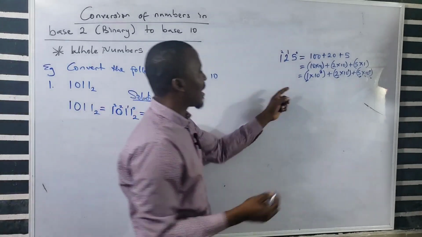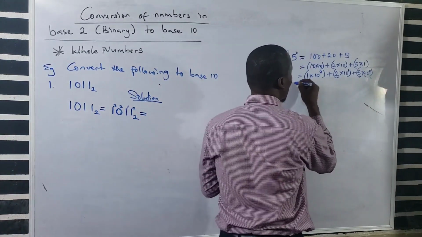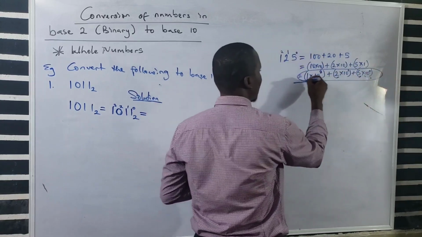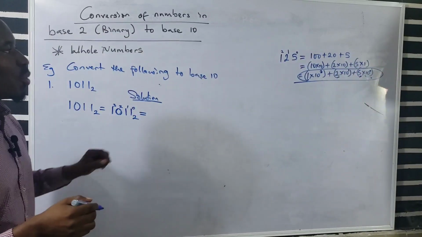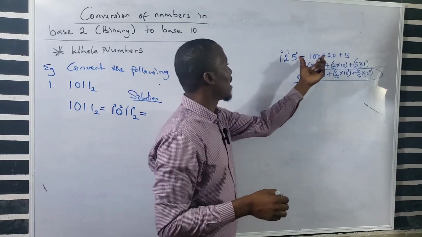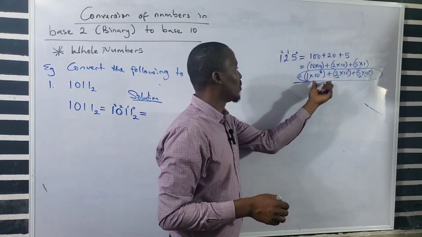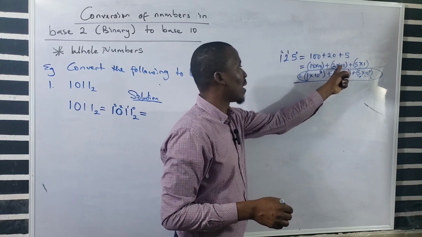So the way I have expanded, this is the expansion. This one here is our expansion. Okay, so what we're showing here is that we are trying to show that this will give you this. So I don't need to do all this one now.